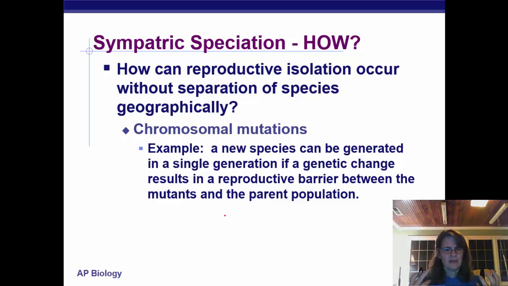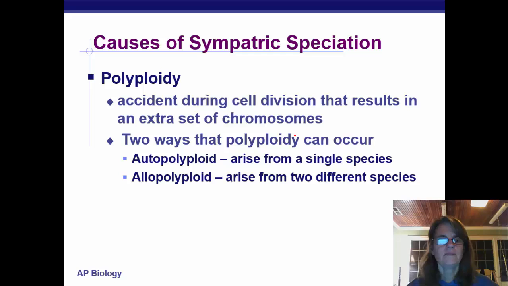Okay, how could that happen? What kind of mutation would allow them to survive but yet not allow them to breed back with their parent population? Usually this is a chromosomal mutation. In other words, very often an entire extra set of chromosomes is present in the organism. We call this polyploidy. Basically, polyploidy is an accident of cell division, an accident of meiosis. Meiosis doesn't happen properly, and what does occur is you get cells with an extra set of chromosomes.